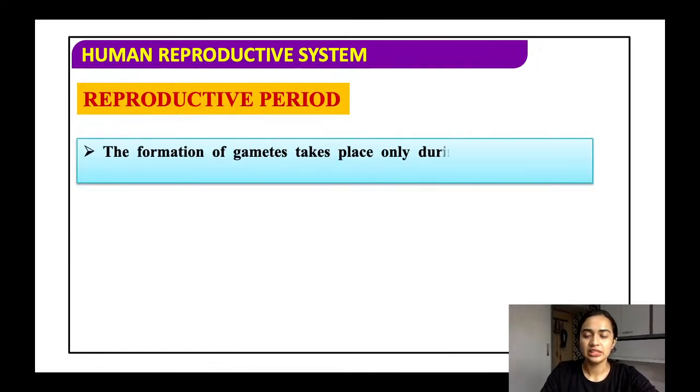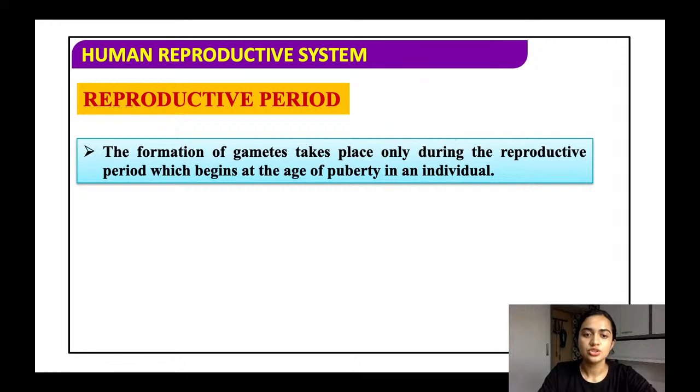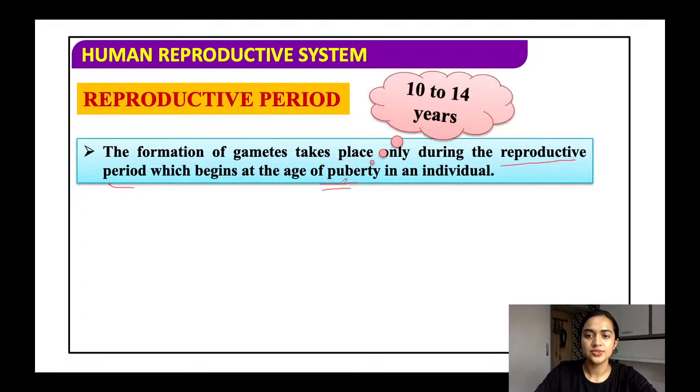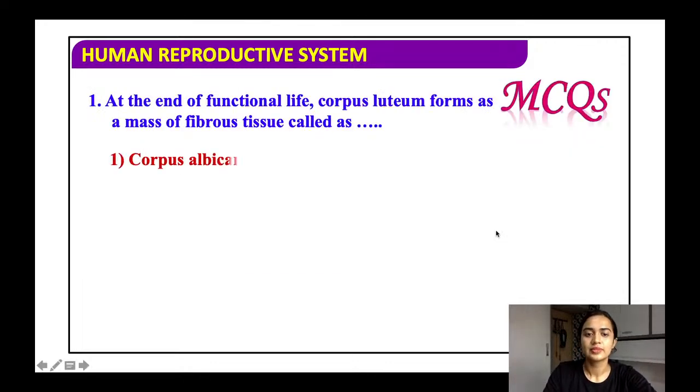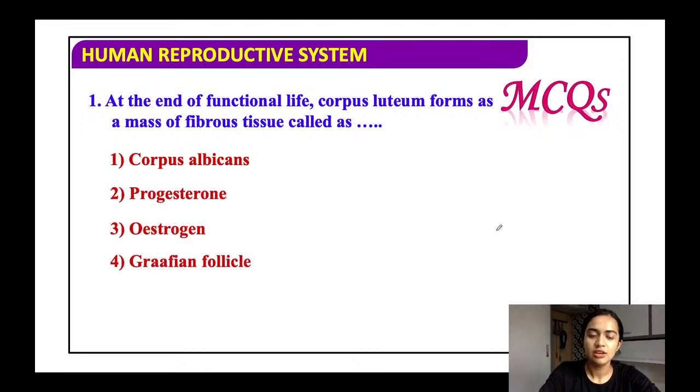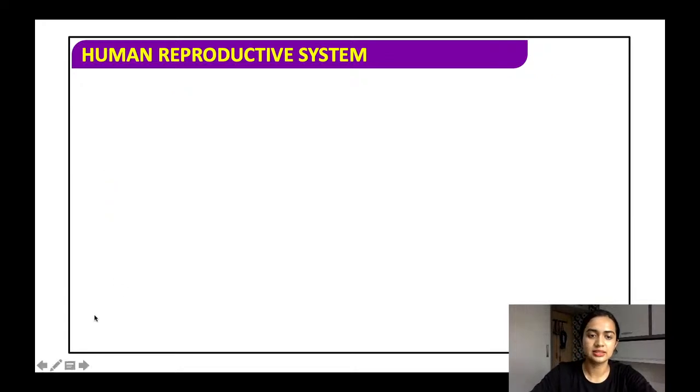Now we'll see something, the last topic known as reproductive period. So the formation of gametes takes place only during the reproductive period, which will begin at the age of puberty, that is from 10 to 14 years. So in women, the reproductive period ends between 40 and 50 years with the onset of menopause, and in men, it will extend much longer. At the end of the functional life, corpus luteum forms a mass of the fibrous tissue called corpus albicans. We have seen after the corpus luteum is degenerated, it forms corpus albicans.